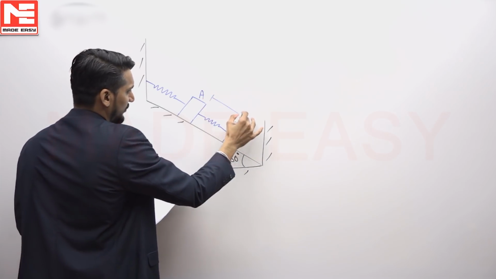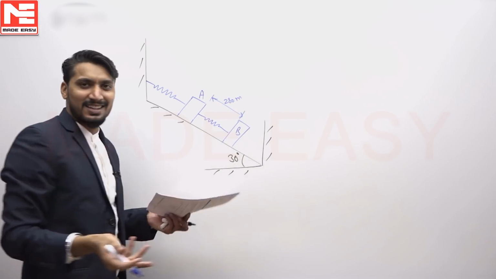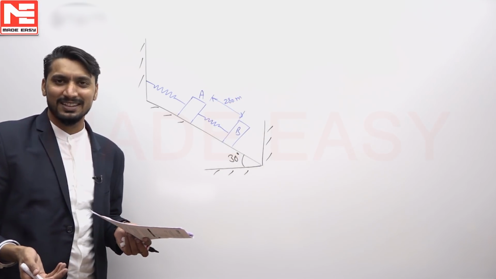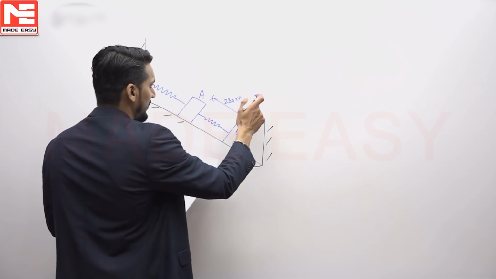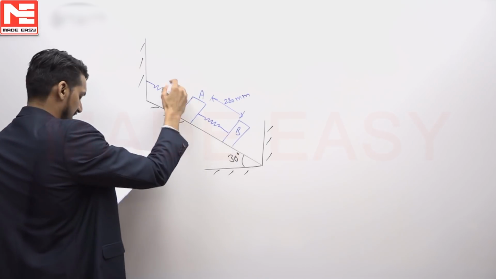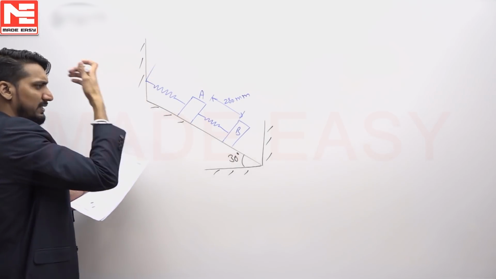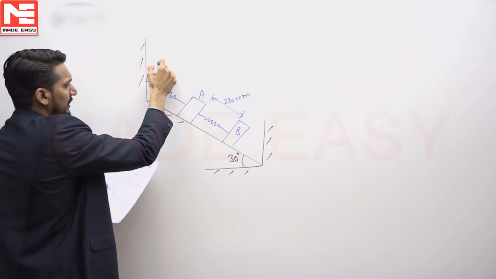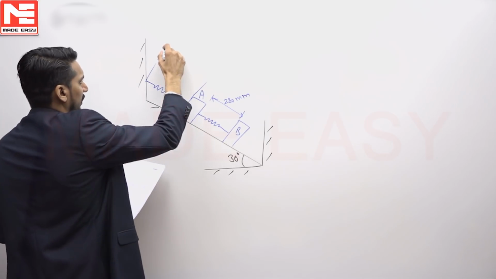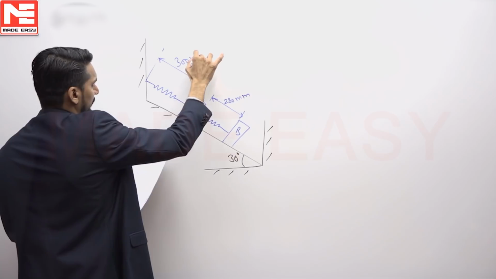Now it has got 280. It is a very simple question because the extension is already given, and if we know the extension we can simply find out the forces. So it is 280 millimeter, the length after stretching. I am not taking the support on which the spring is attached, because I am considering the length only. Here it is given as 300 millimeter.